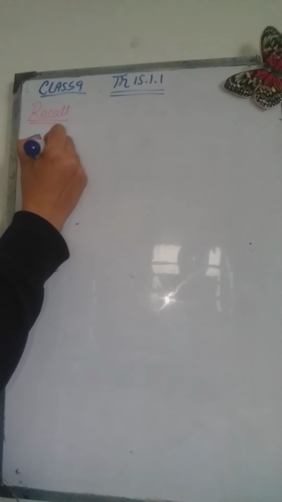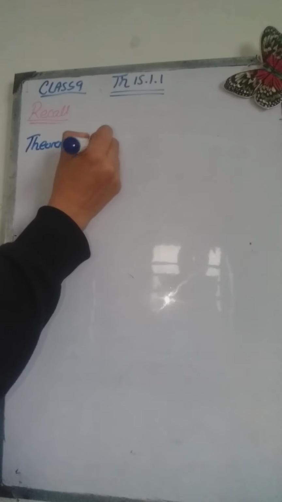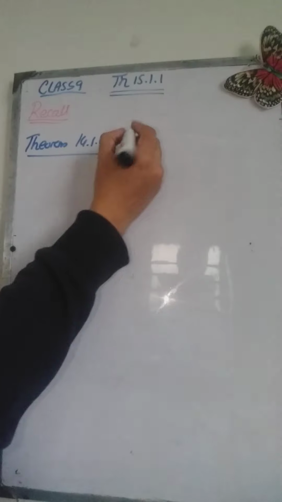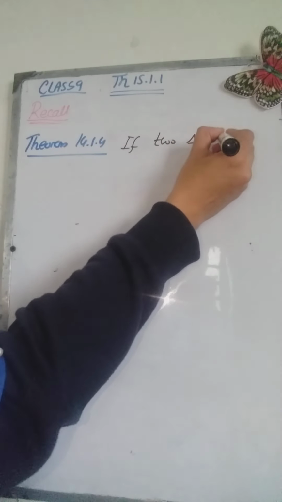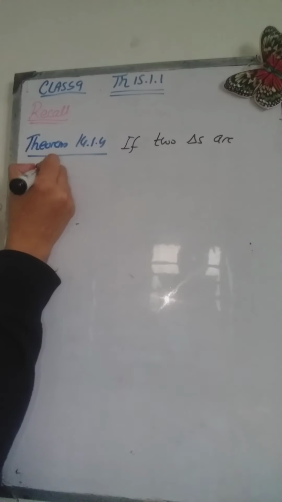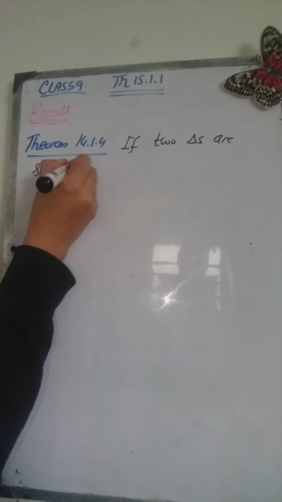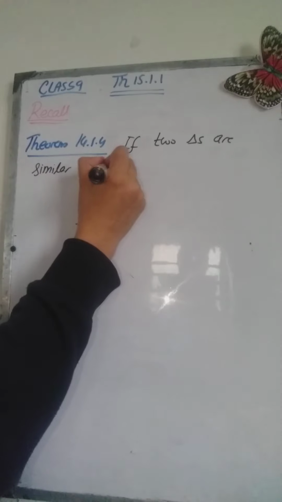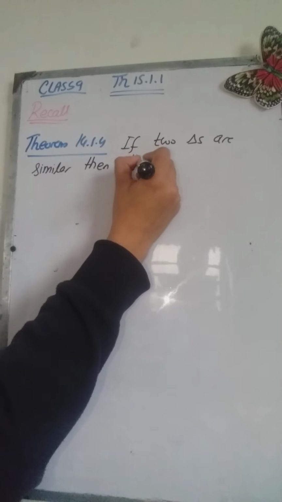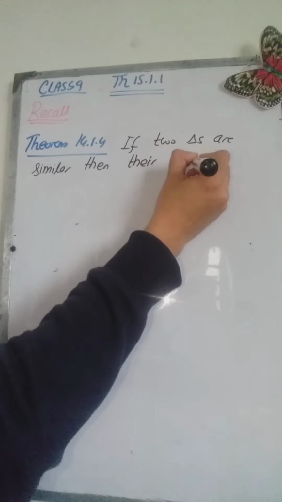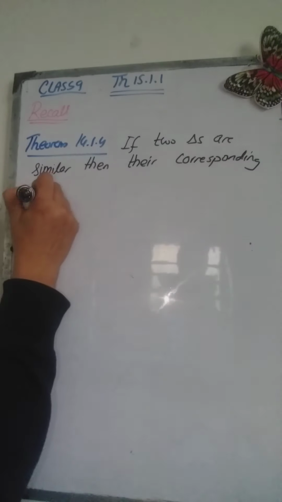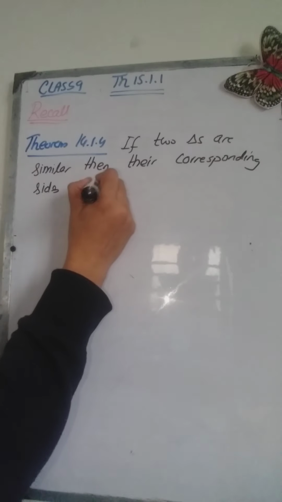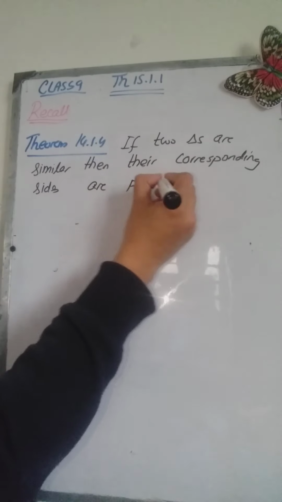theorem 14.1.4 states that if two triangles are similar, then their corresponding sides are proportional.